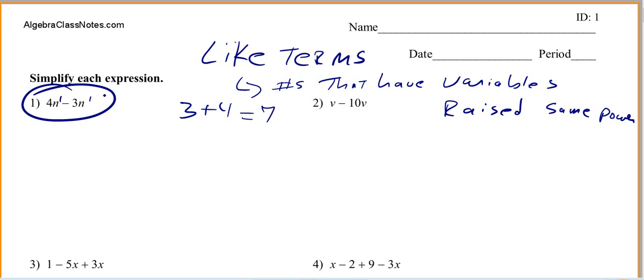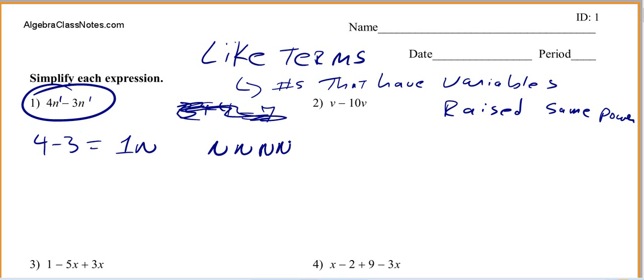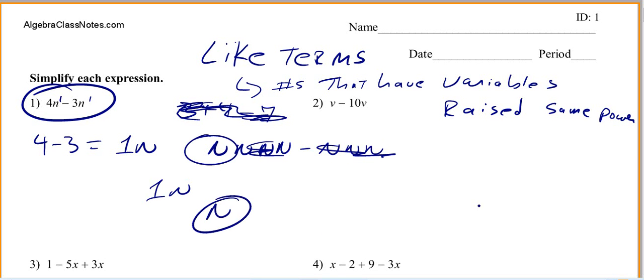And then with simplifying expressions, we just work with the coefficient. So we've got 4 minus 3. 4 minus 3 is 1. 1 what? 1n. So you can think about it this way: you've got 4 n's, and you want to take 3 of them away. You're just left with 1 n. There's no need to write that 1, so we just write n.